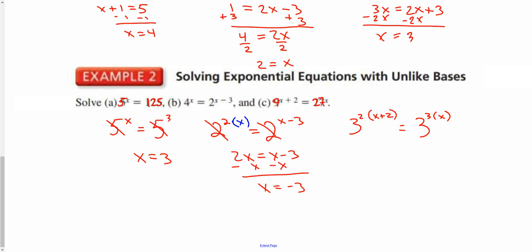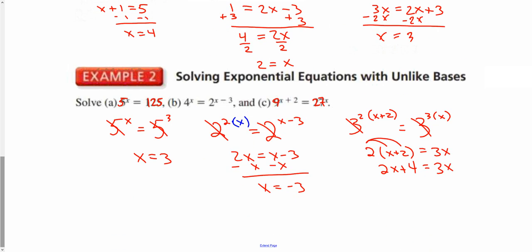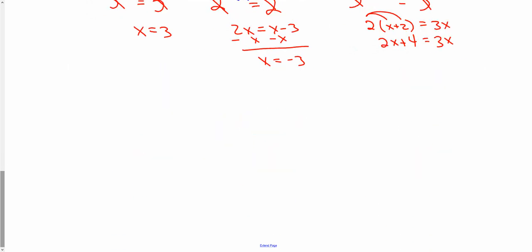And now that they both match, cross them out. 2x plus 2 here, and then 3x on the other side. So we're going to have to distribute this one. 2x plus 4 equals 3x. And I'm going to move the 2x over. For me, that makes more sense because it's going to be less work. Our goal here is to try to separate the x's from the numbers. So I have 4 equals x.